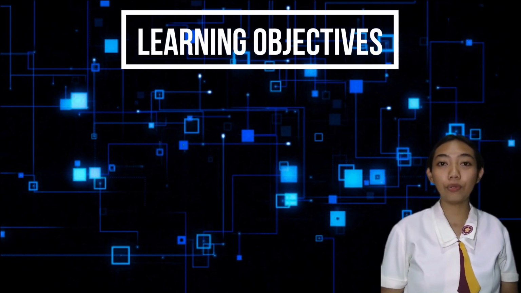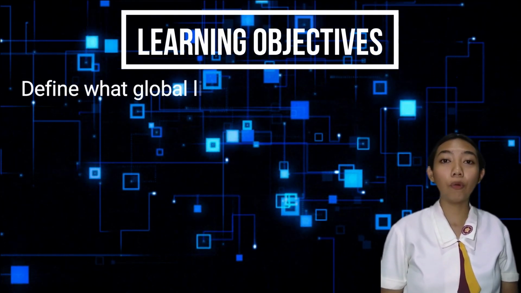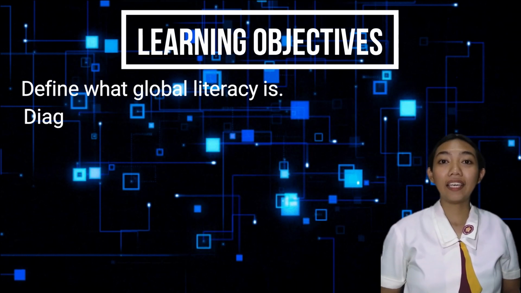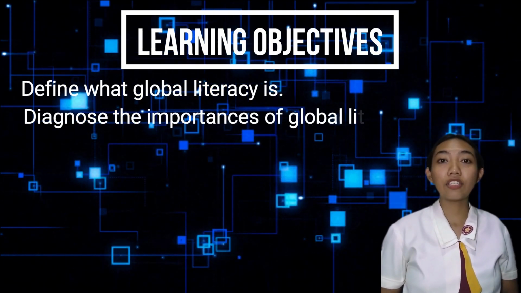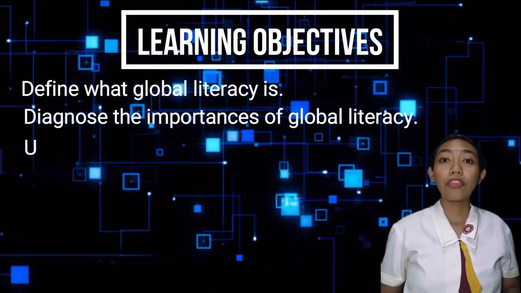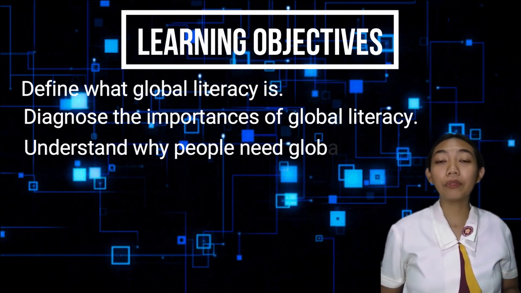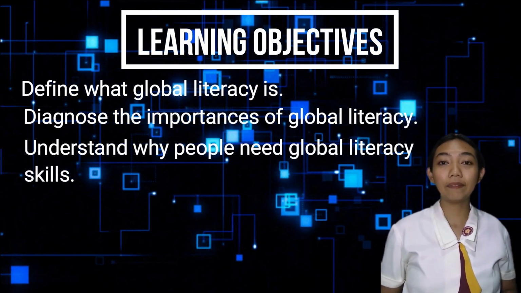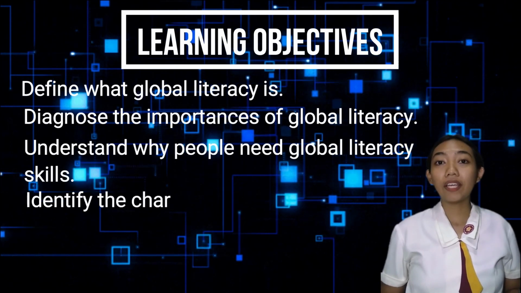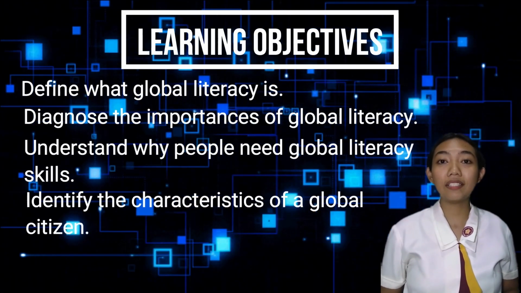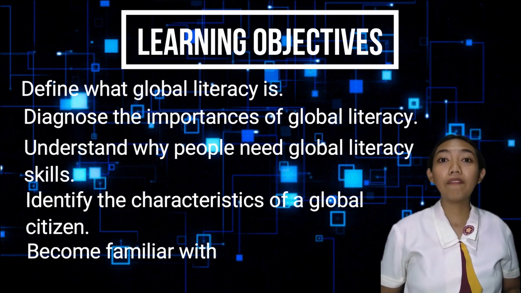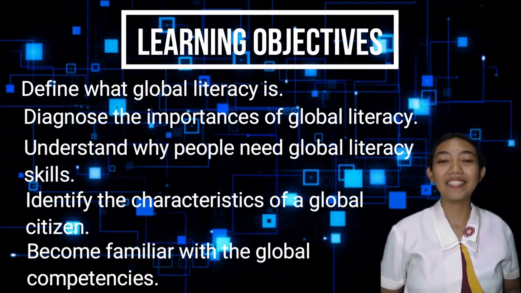Before we proceed to our lesson for today, let us see our learning objectives. By the end of this discussion, the class is expected to, first, define what global literacy is. Second, diagnose the importance of global literacy. Third, understand why people need global literacy skills. Fourth, identify the characteristics of a global citizen. And last, become familiar with the global competencies.